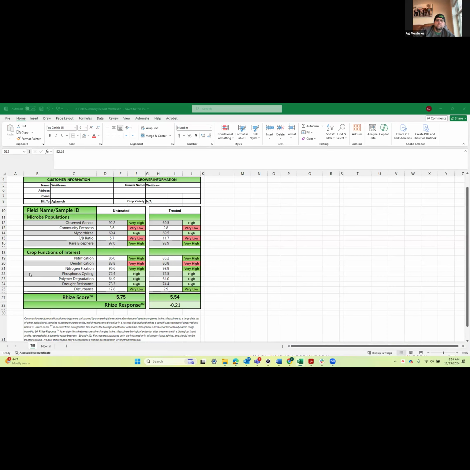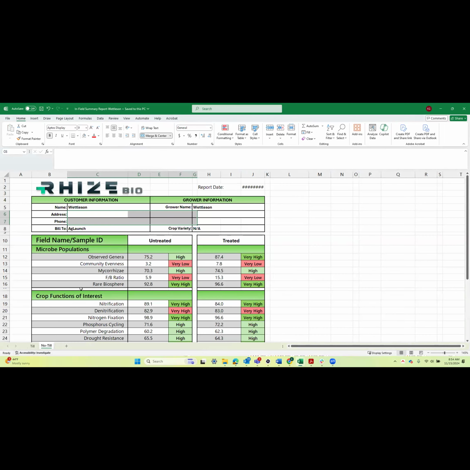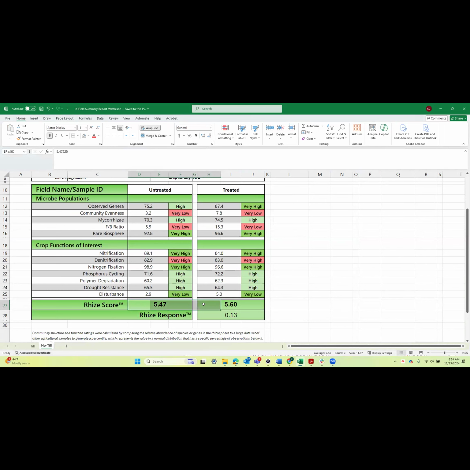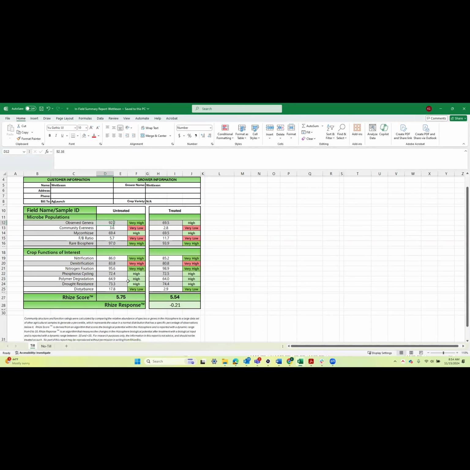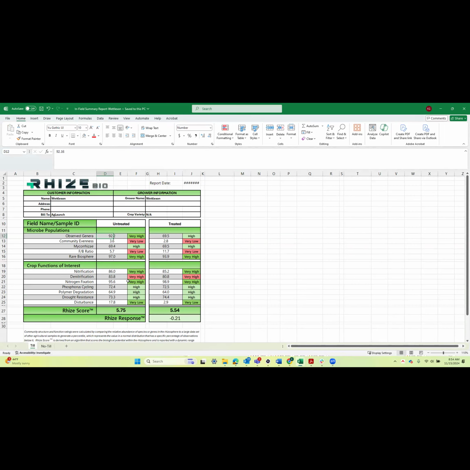So if you guys see me again, I think this is Blake Wedelson's field, and we have both the till and the no-till. Again, some really nice, healthy soils. Kudos to all you guys out there. There's been a lot of really healthy looking soils come through. We did see again this typical loss in observed genera. That's not the end of the world in a rhizosphere, because that might just mean that the crop is selecting for the ones that it wants more than the ones that it doesn't need.